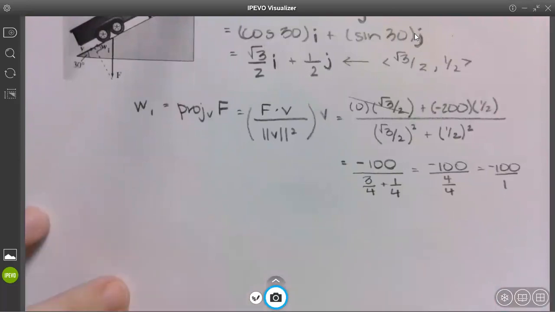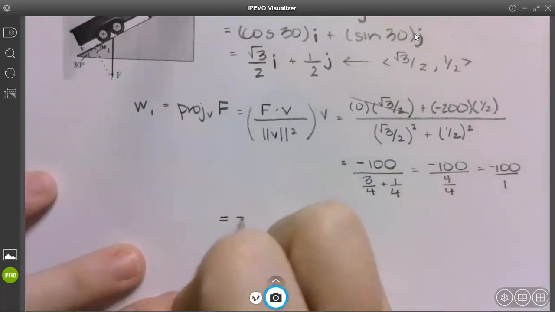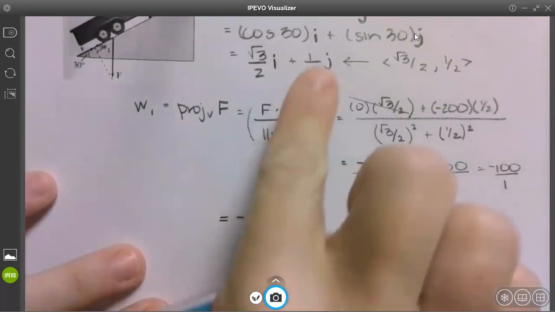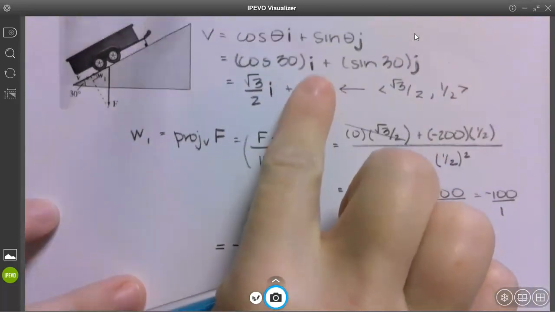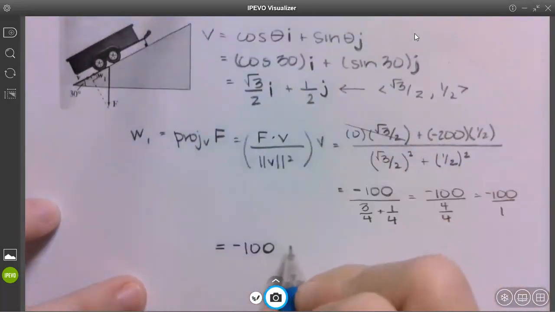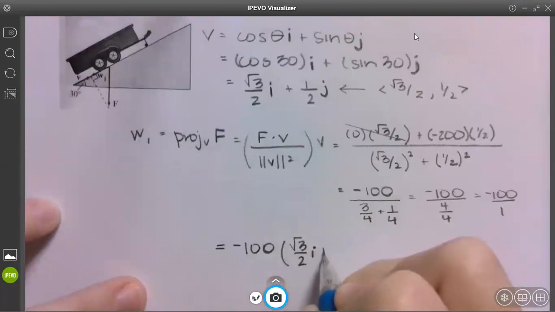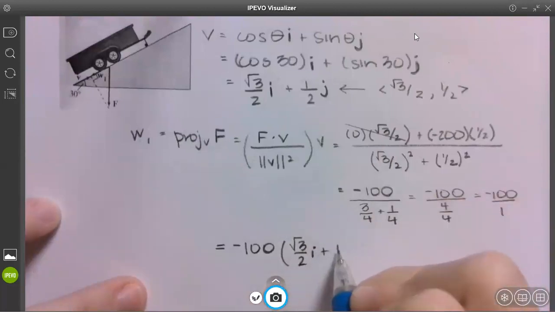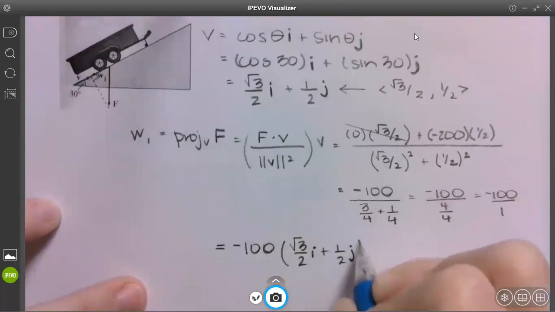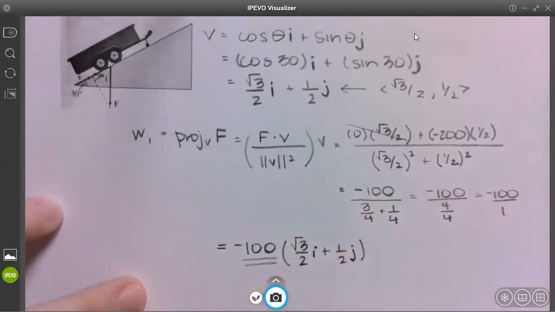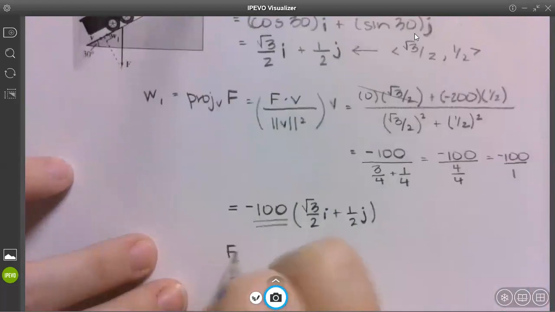So then there is your force. Also, we can rewrite this with our trajectory up here. Square root of 3 over 2 I plus 1/2 J. But again, remember that outside number is your force. So your force is negative 100.